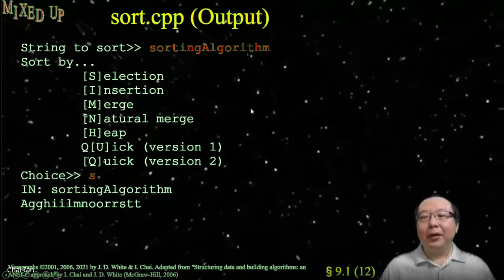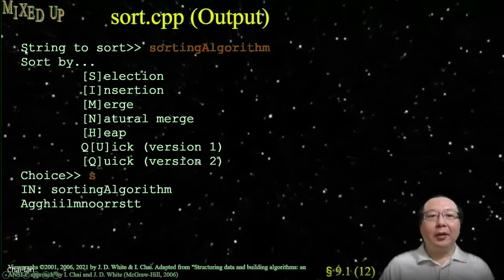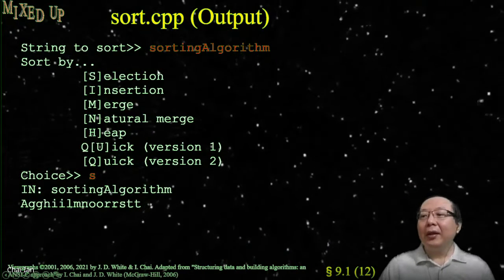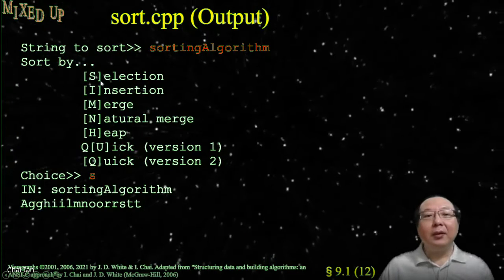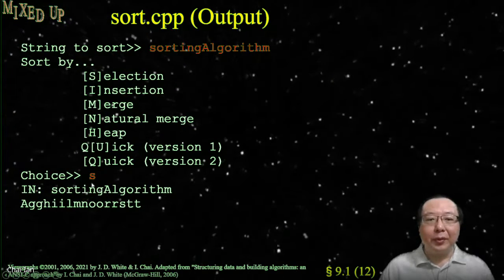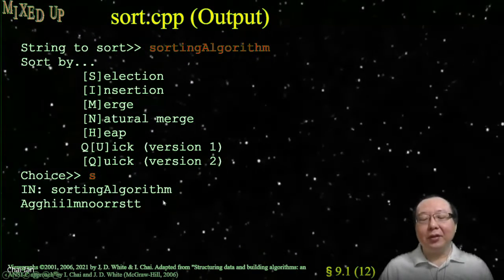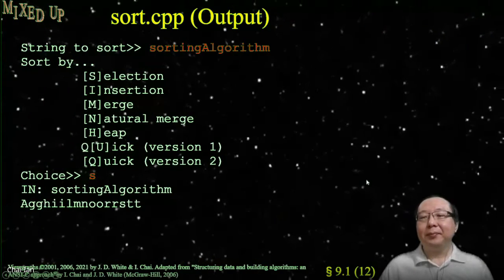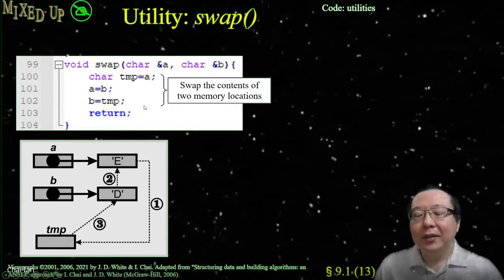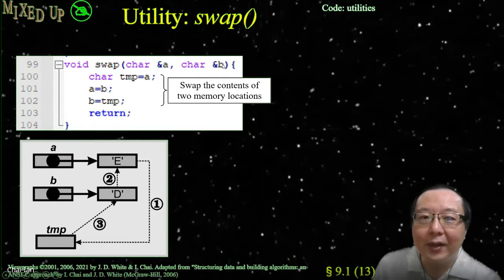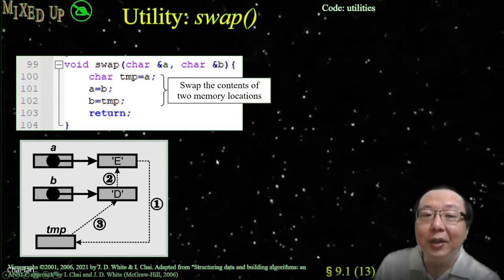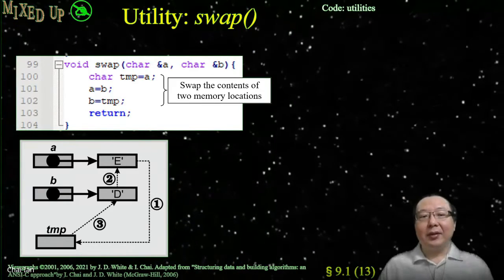So running the program is something like this, where it will ask you for the string to sort, and then the user types in the string that they want to sort, and then the computer asks the user to choose which kind of sorting they want. You choose one, and it will use that algorithm to sort the thing that was typed in. And we have this swap utility, which is essentially to swap the first character with the second character. That's because in a lot of sorts, we do need to swap the data around.